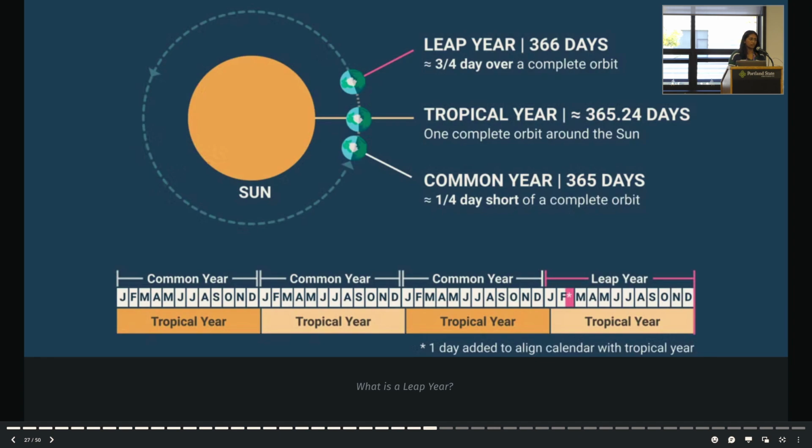A year is a leap year if it's divisible by 4, but not if it's divisible by 100, unless it's also divisible by 400. For example, the year 2000 was a leap year, but the year 1900 was not. Now, what does this have to do with bugs in software?